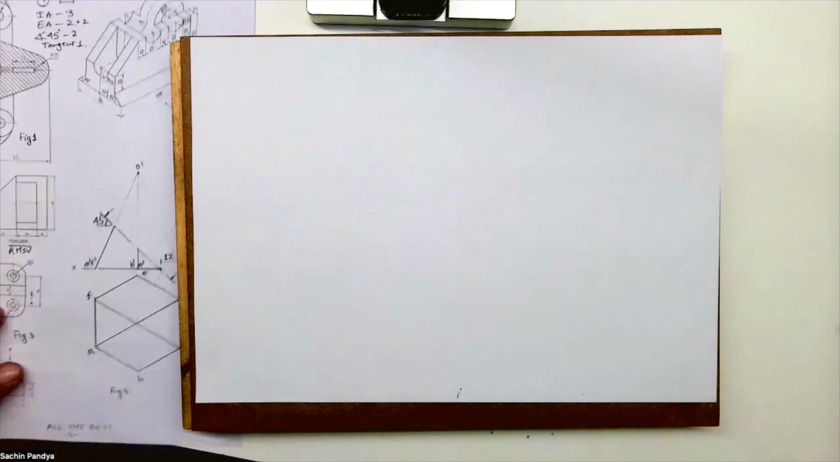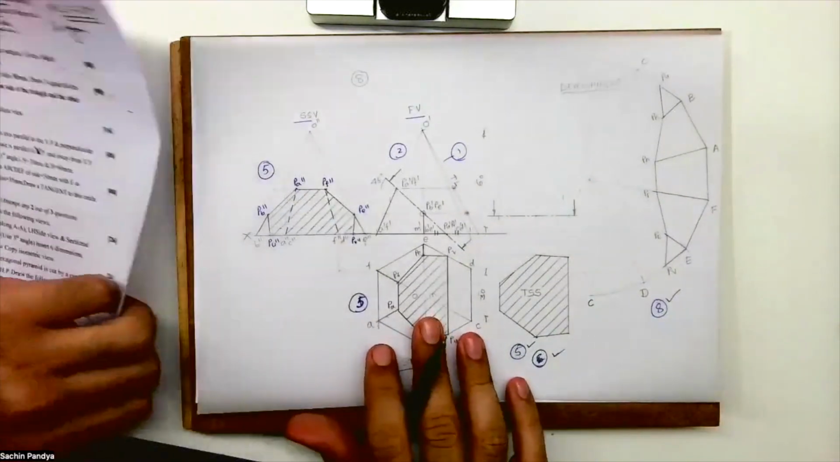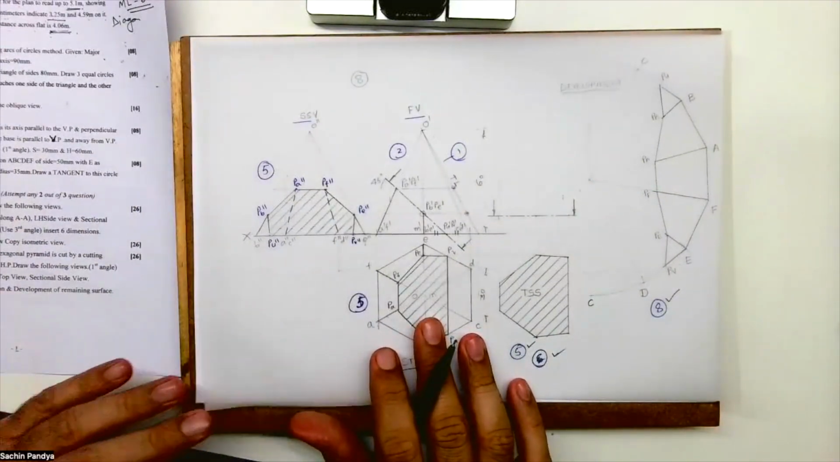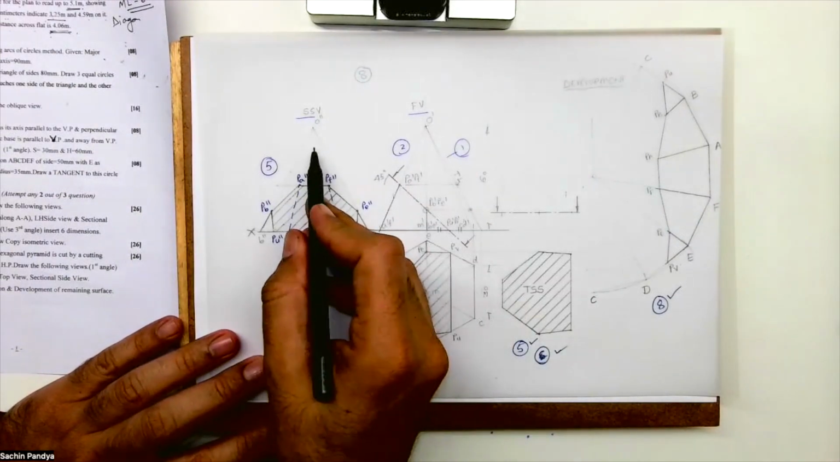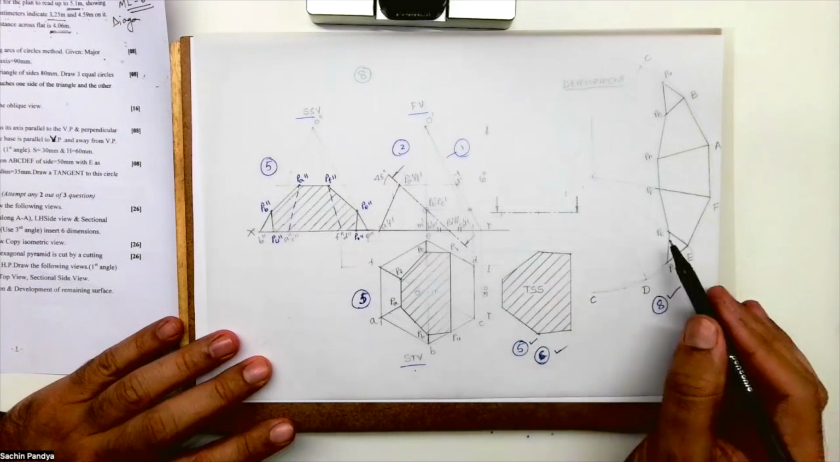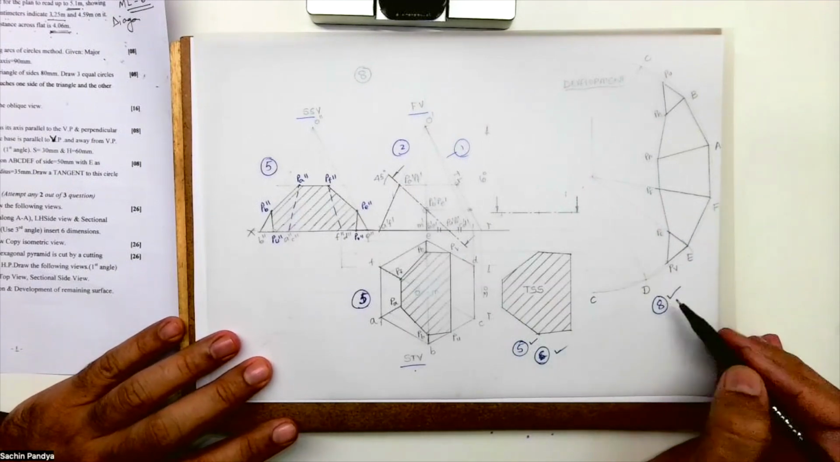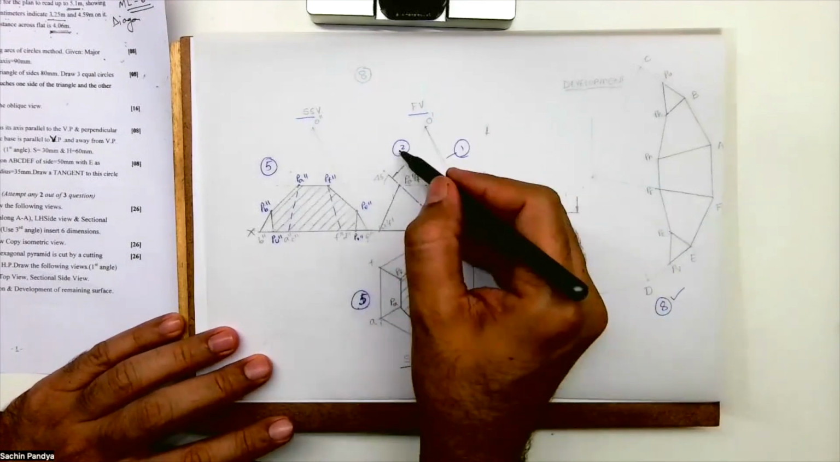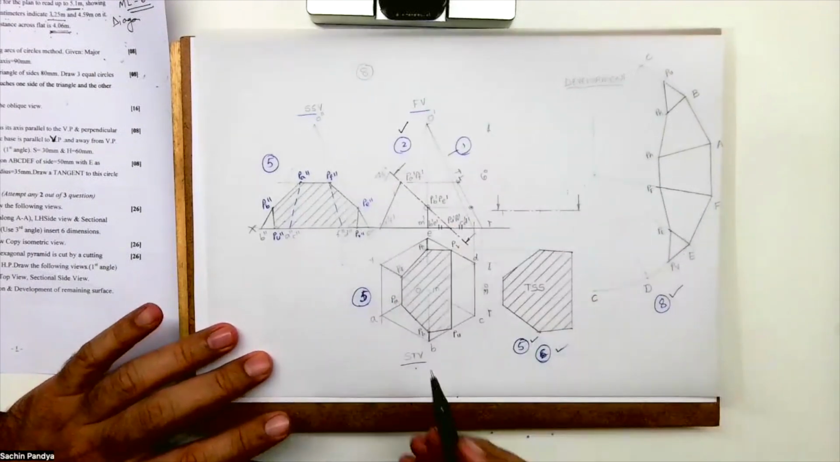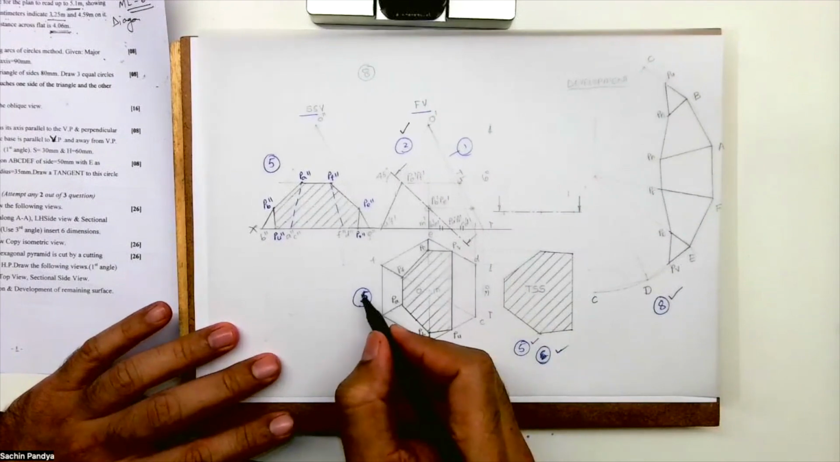And now the last sum. In this sum, what we need to draw? We need to draw the front view, sectional top view, sectional side view. We have to draw TSS, and we have to draw the development. So development is for 8 marks, right? If you just draw the front view as it is, that is for 2 marks. If you draw the top view with the cut points, that is for 5 marks.